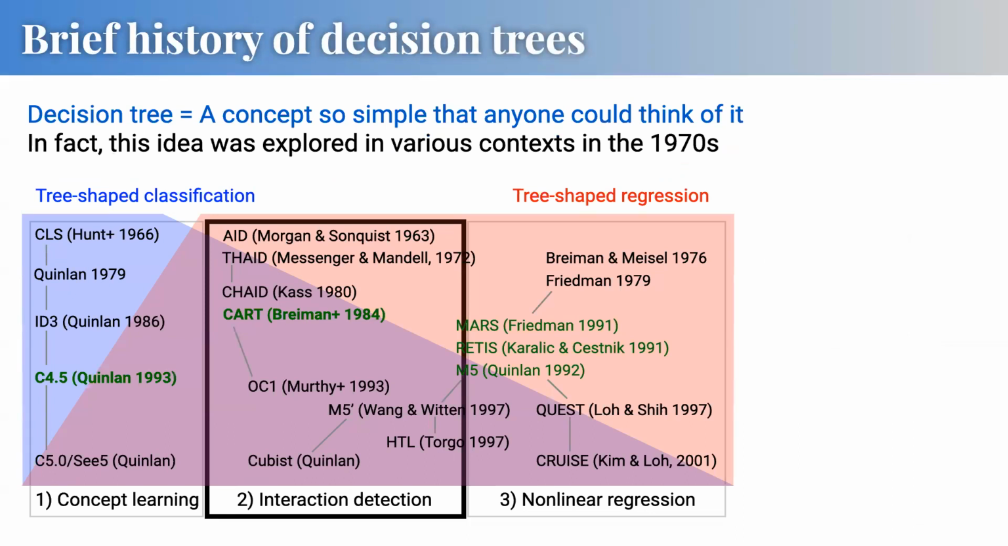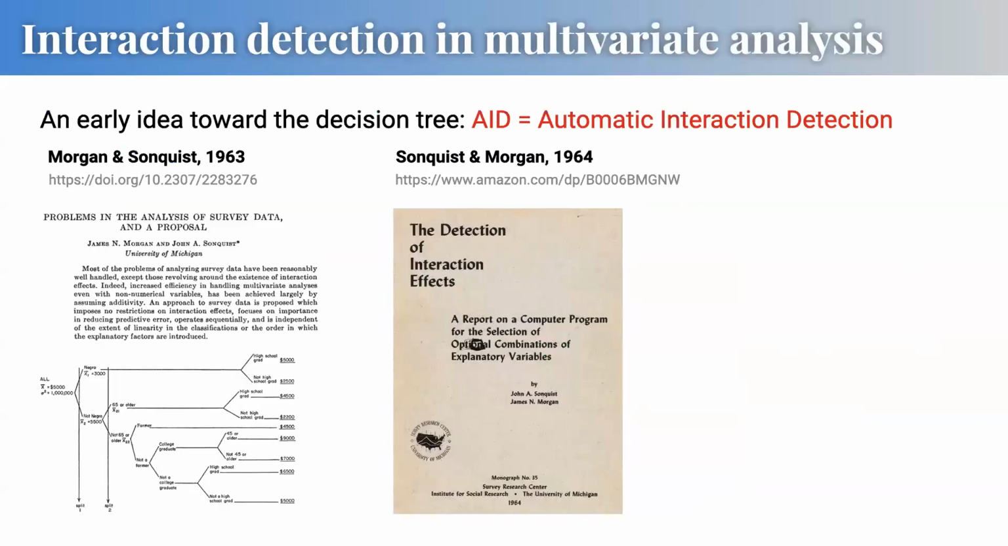This is the history from statistics. This is basically machine learning, called machine learning at that moment, at least. This is a root from statistics, and this is actually the oldest. The first paper is from 1963. It's very old. And the first method is called AID, an abbreviation for automatic interaction detection. The early idea toward the decision tree algorithm started from this automatic interaction detection.